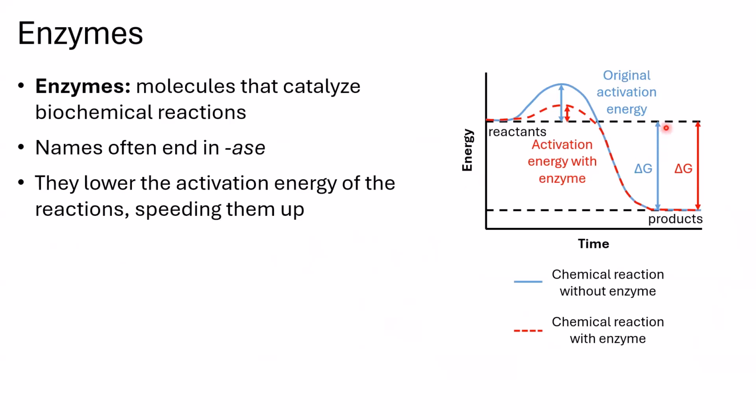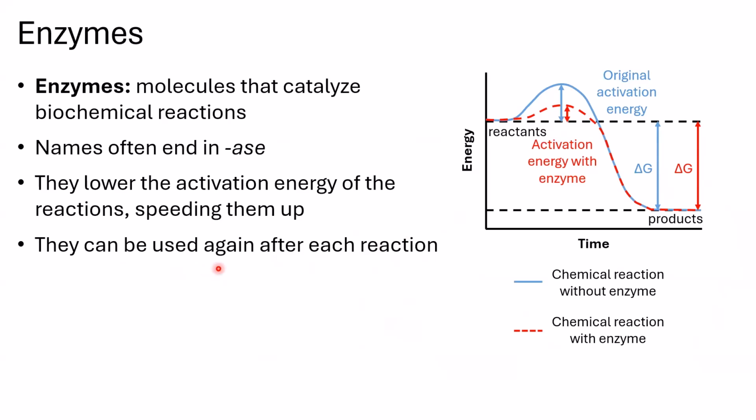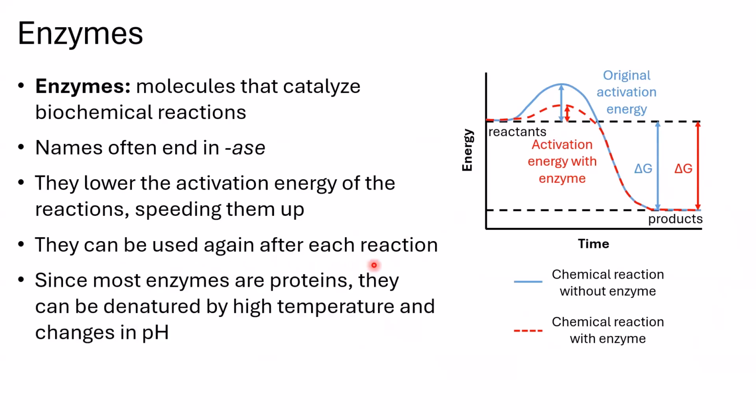Notice that the delta G, the change in free energy, does not change with the addition of an enzyme. The enzyme only affects the speed of a reaction, not whether or not the reaction is spontaneous. Since most chemical reactions in the body would proceed too slowly on their own for life, enzymes are critical for allowing metabolism to occur at the timescale of life. An important aspect of enzymes is that they can be reused over and over again. Since most enzymes are proteins, their shape is very important for their function. Like all proteins, they can become denatured at high temperatures and with changes in pH. And just to make this important point again, life is not possible without enzymes being around to facilitate metabolism.